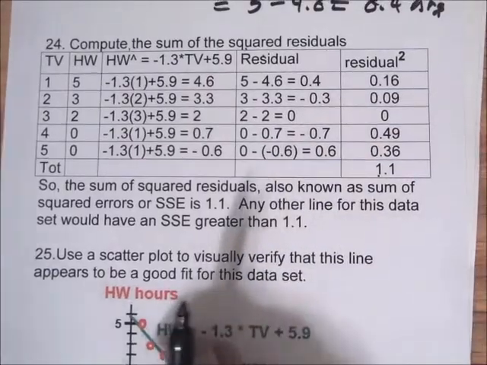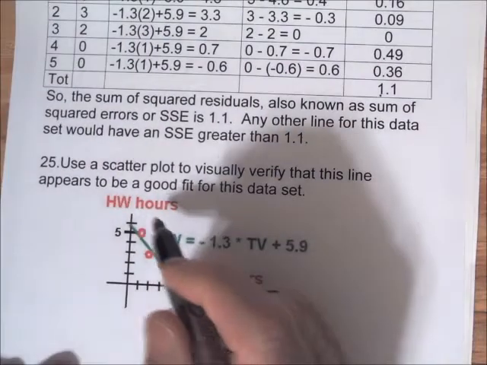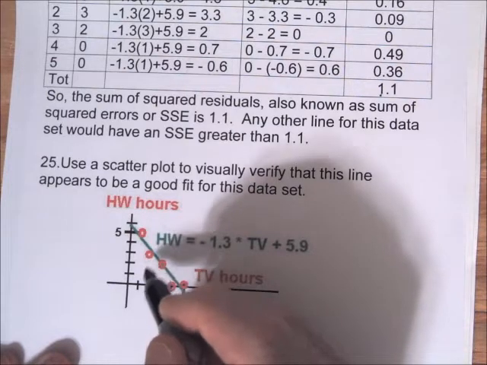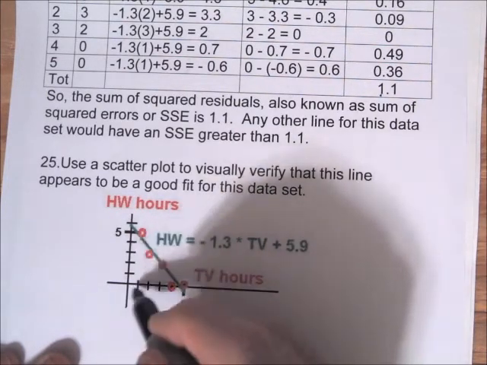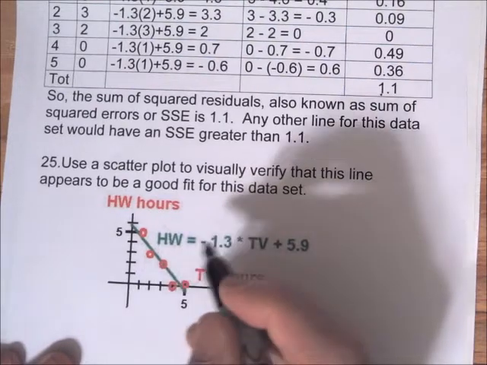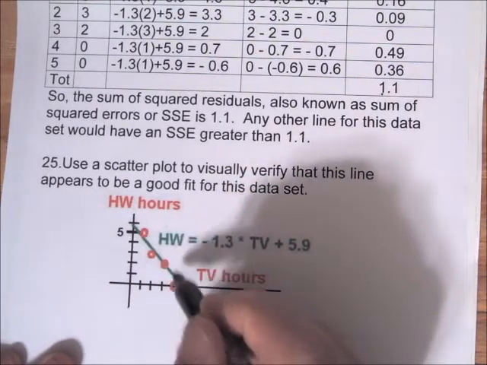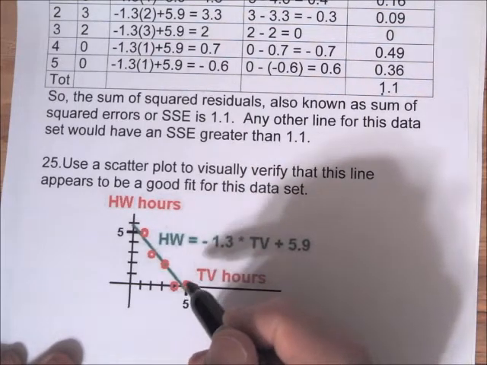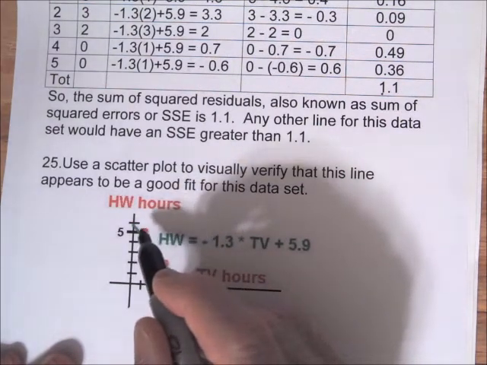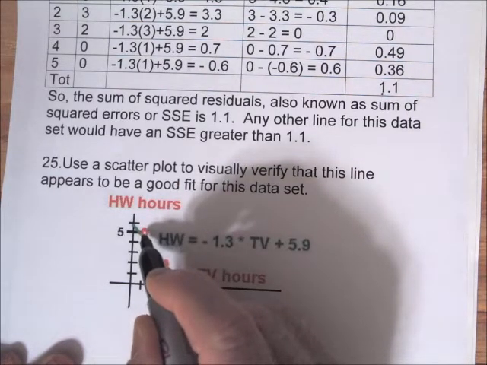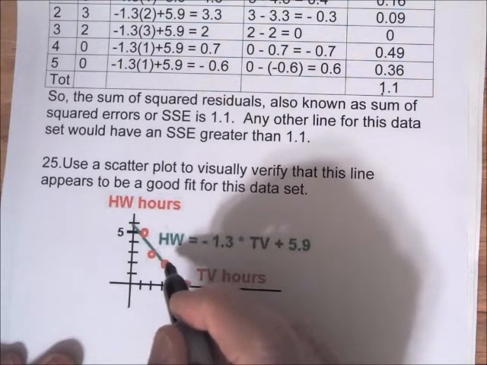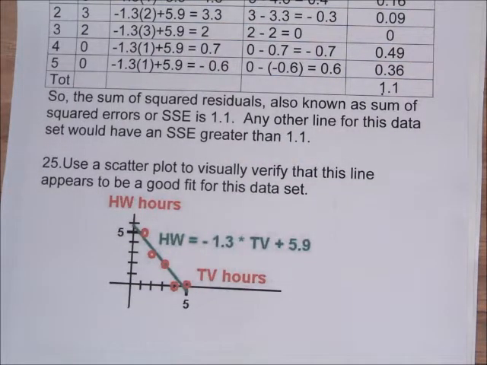And you can also put up a scatter plot. On the scatter plot, the green line is the prediction line, and then I plotted the data. So for Anna, it was 1 hour TV and 5 hours of homework. So I'll go one to the right, up 5. For Ben, 2 hours of TV, 3 hours of homework. So it's two to the right, up 3, and so forth. So the red dots would be the data for each of the students. And the green line is the best fitting line. And you can actually see the residuals right on the graph here. The dots that are above the line have a positive residual. The ones that are below the line have a negative residual. We have that one dot that was right on the line, that is actually the same as the predicted.